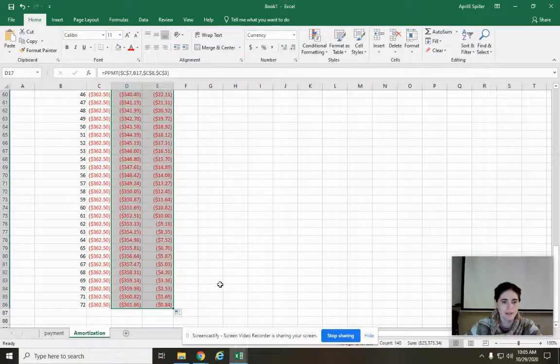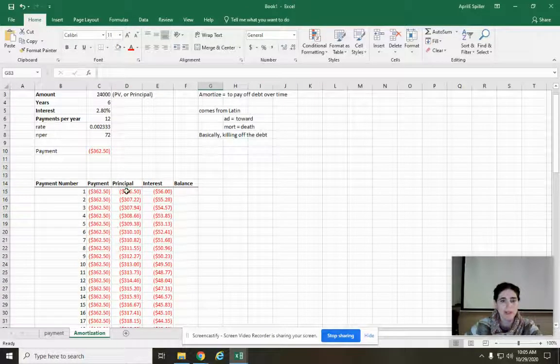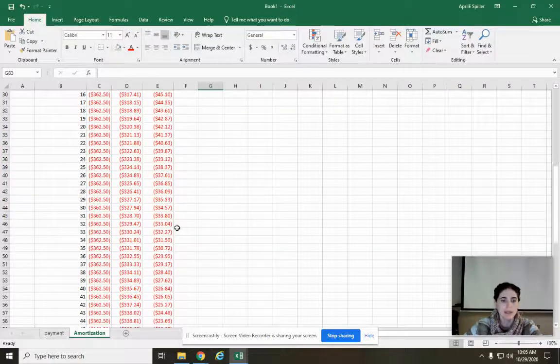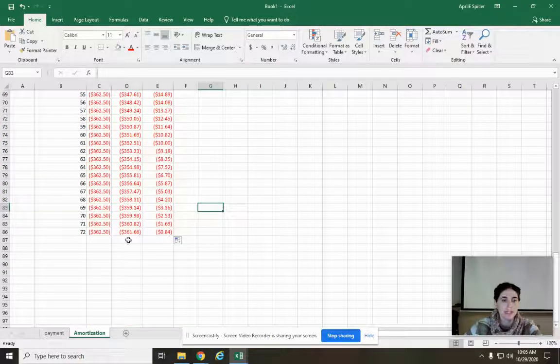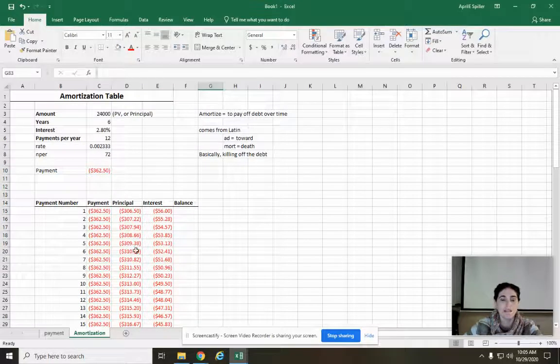Ta-da! So see down at the bottom, so see up at the top, on my first payment, only $306.50 went to the actual loan. Down at the bottom, $361.66 went to the loan. So as it goes down, you're paying this off faster and you pay less on the interest. But the interest is where the bank makes their money, so they're going to pay themselves first. That's why it's heavy. It's kind of top-loaded.